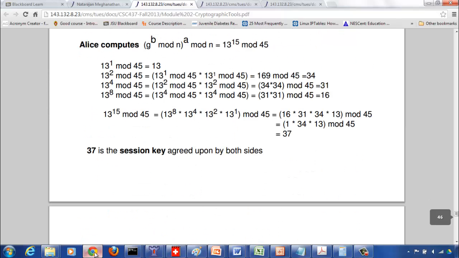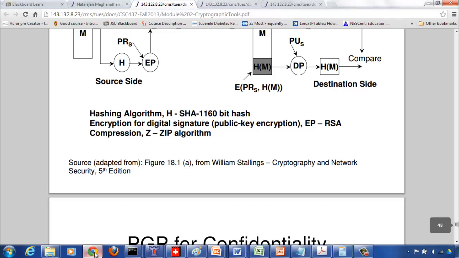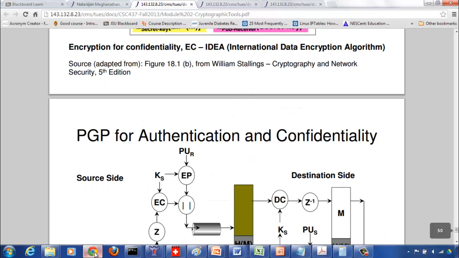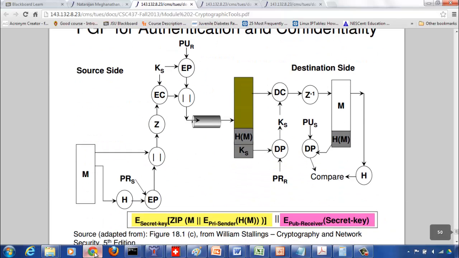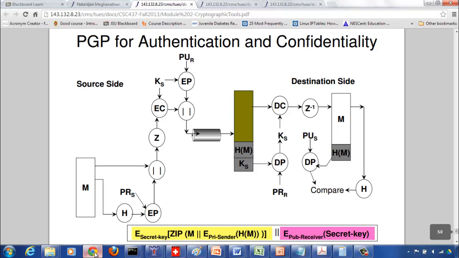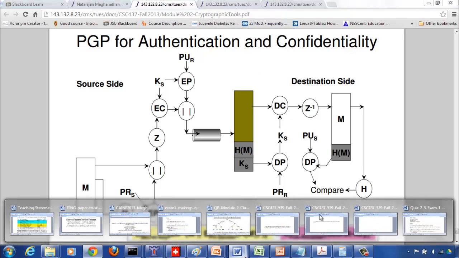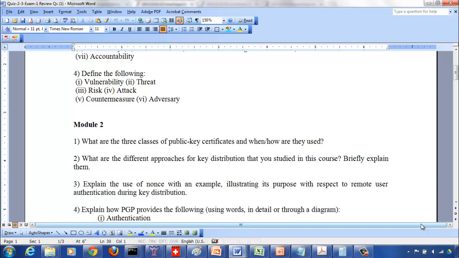You could use PGP also, because if you want to distribute a key that you generated randomly at the time of sending the message, then we can use PGP for authentication and confidentiality. So these are 4 different mechanisms that we have seen for key distribution. We briefly explained them.